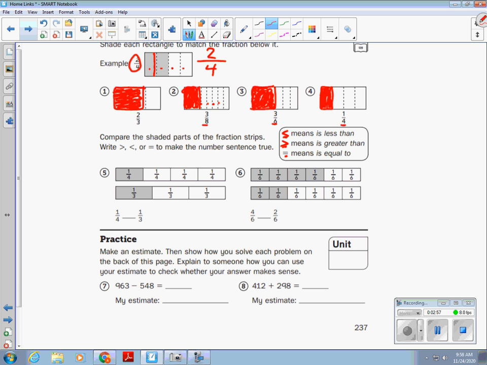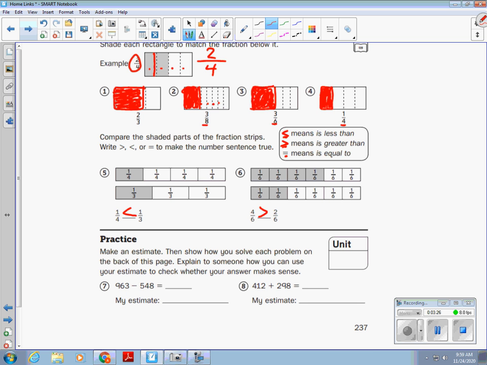So number 5, if we use our fraction strips and we lined up 1/4 and 1/3, we could tell that 1/4 is less than 1/3. For number 6, it says we're comparing. So if we have 4/6, we should know that 4/6 is going to be greater than 2/6. All right, on the bottom, we're just going to practice.